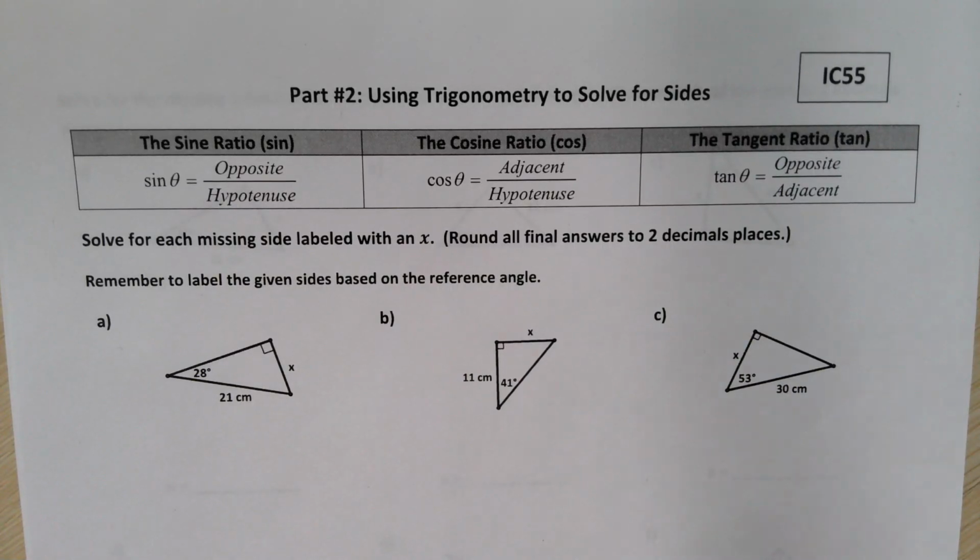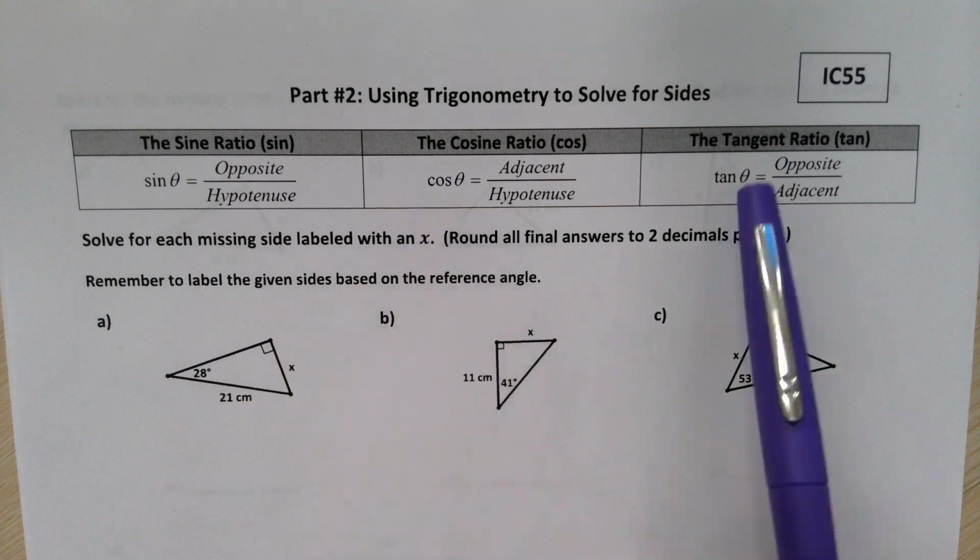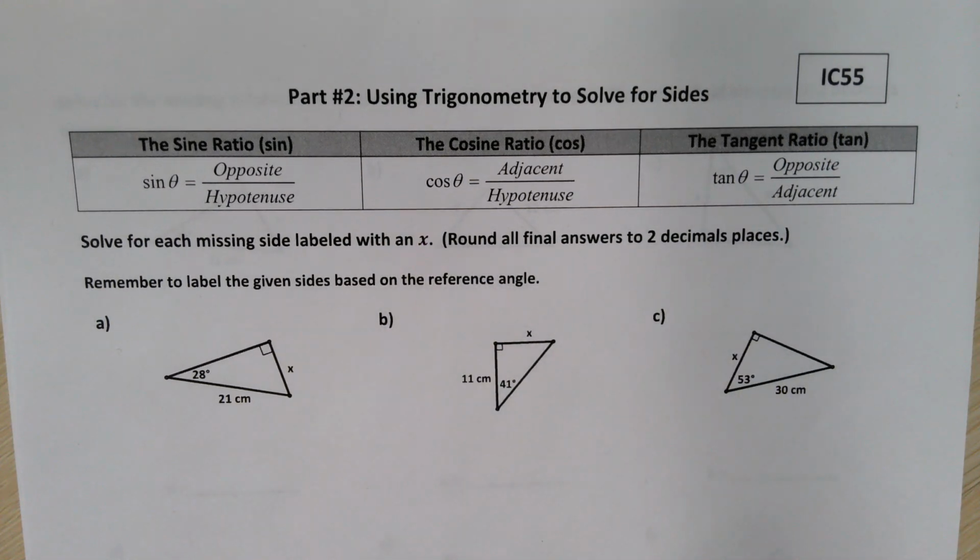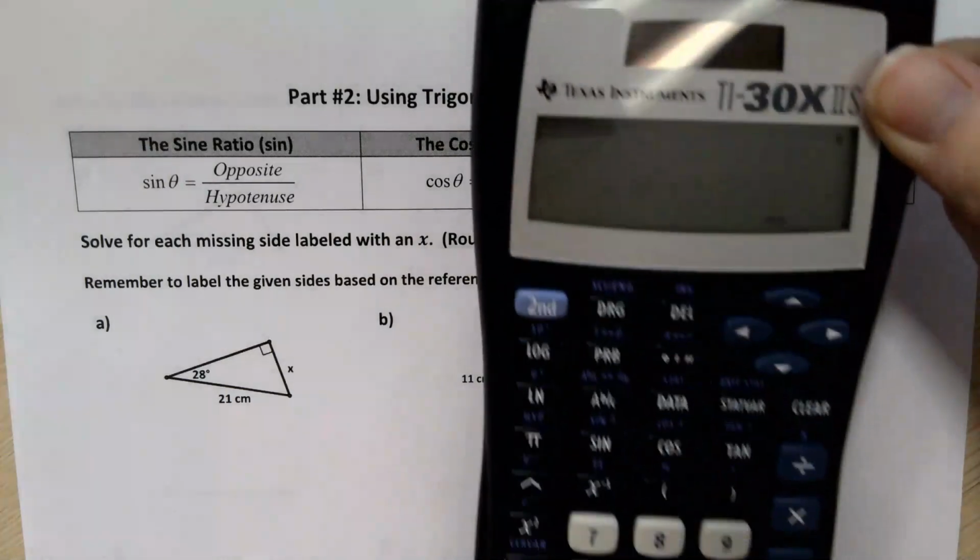For today's notes, you will need your in-class 55 sheet. This is part 2 of standard 13. And you will also need a calculator that has the ability to find sine, cosine, and tangent if you're going to follow along. So the calculators that most of you own will do that.